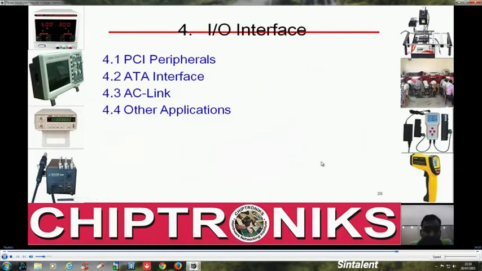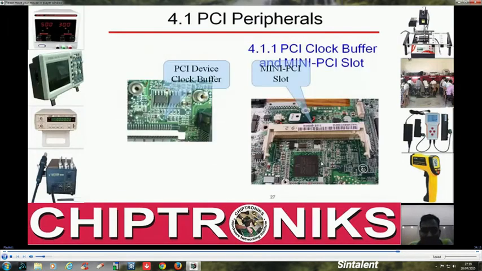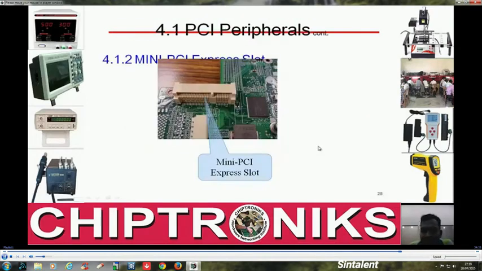Now, I/O interface, we have many kinds of I/O interface. We have PCI peripherals, we have an ATA interface, we have AC link, and we have other interfaces. This is for PCI, mini PCI slot. PCI slot is there, mini PCI slot is there. Okay, this is the wireless mini PCI Wi-Fi port, and this is the mini PCI Express slot.